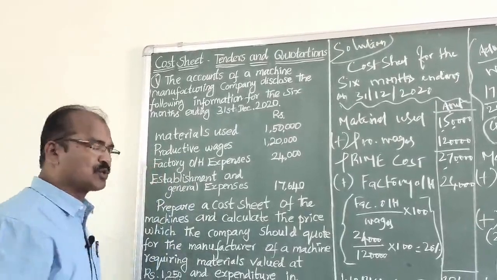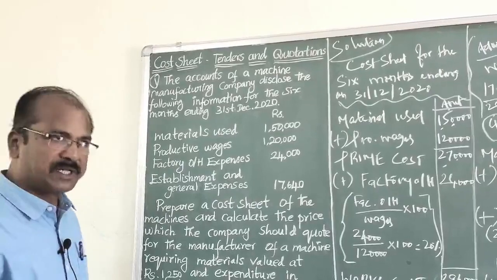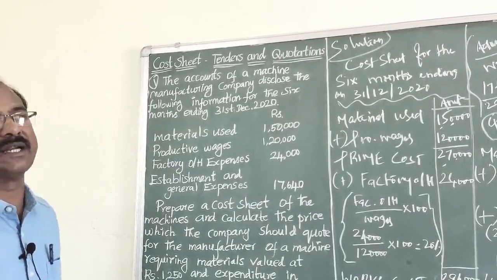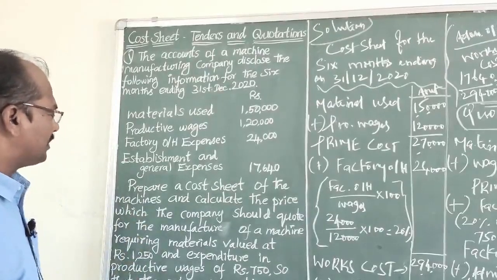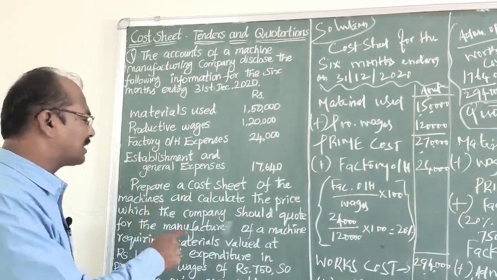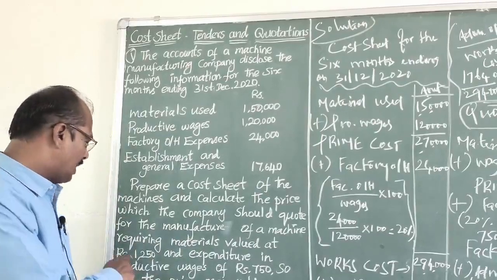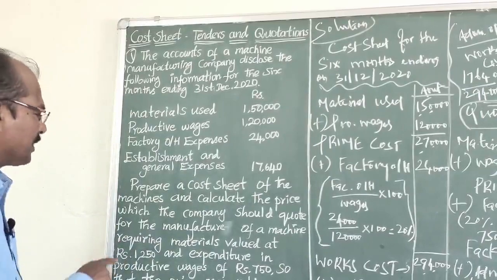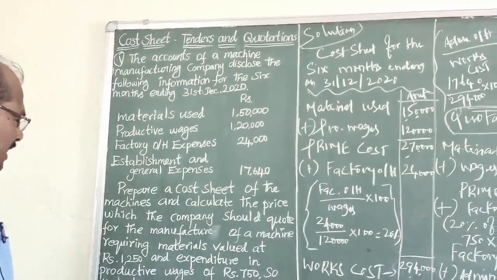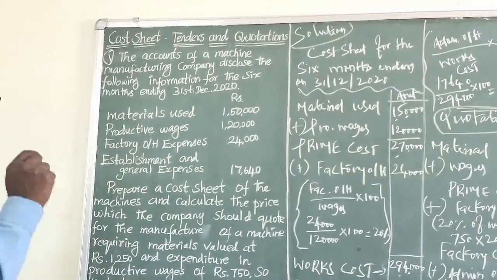Materials used 1,50,000 rupees, productive wages 1,20,000 rupees, factory overhead expenses 24,000 rupees, establishment and general expenses 17,640. Prepare a cost sheet of the machines and calculate the price which the company should quote for the manufacture of a machine requiring materials valued at rupees 1,250 and expenditure in productive wages of rupees 750 so that the price may yield a profit of 20% on the selling price.